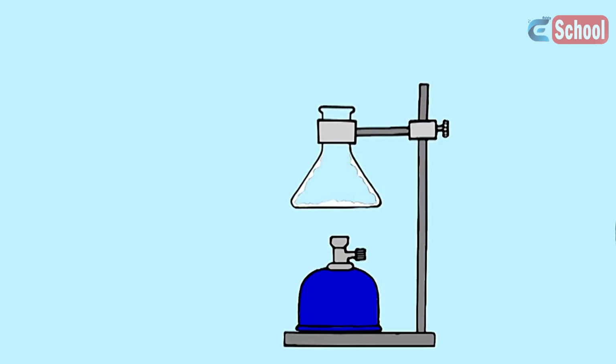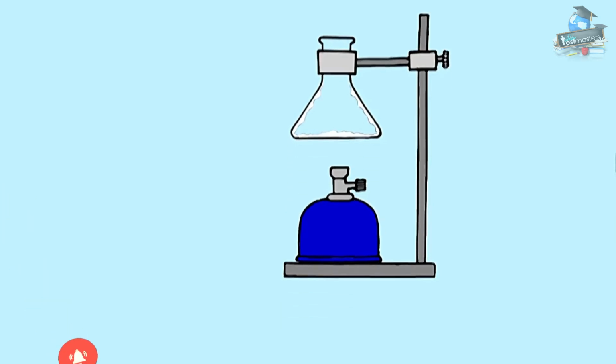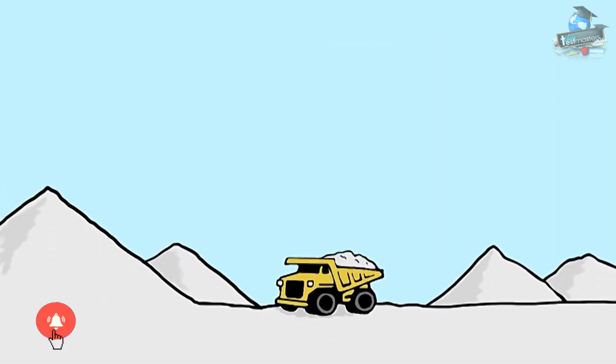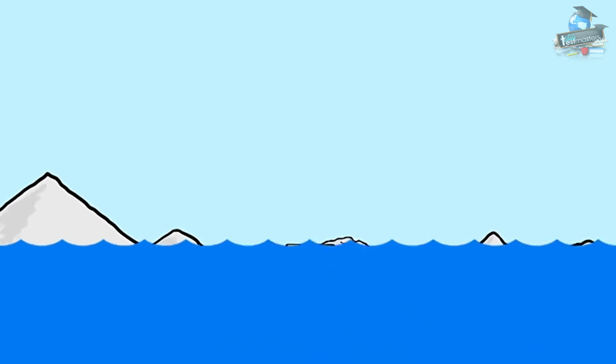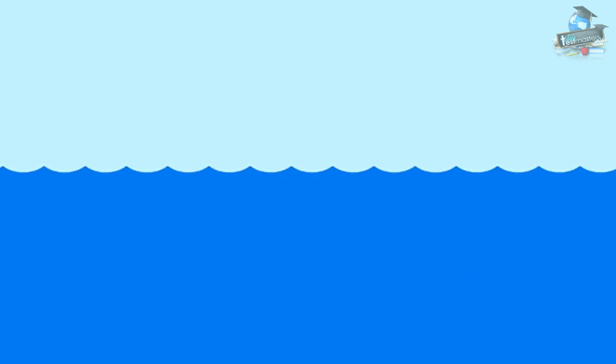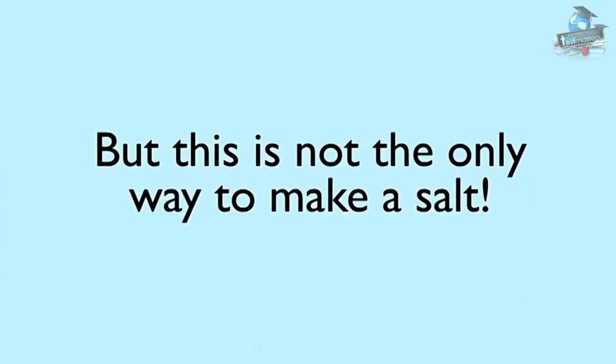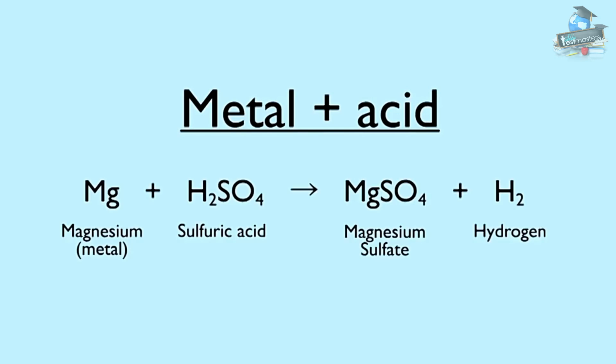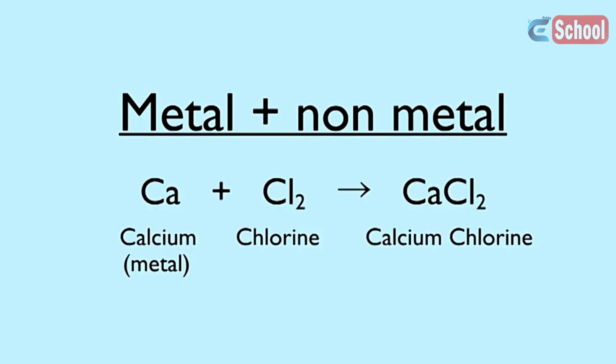Now, while this technique is good to know, we wouldn't ever have to create table salt this way in industry because nature does the chemistry for us, and sodium chloride can either be mined from the ground or evaporated from seawater. And don't think this is the only way of making salts either. They can also be formed by introducing a metal to an acid, as in this reaction, or by combining a metal and a non-metal, like a halogen, as in this reaction.